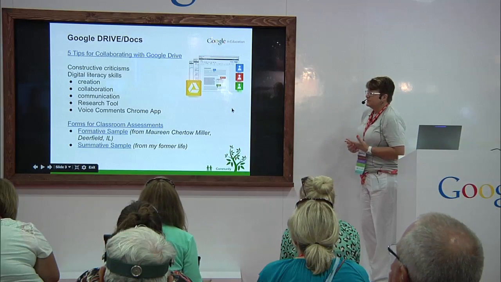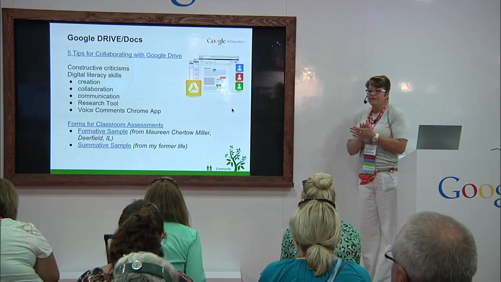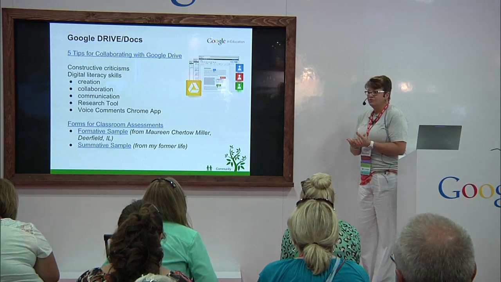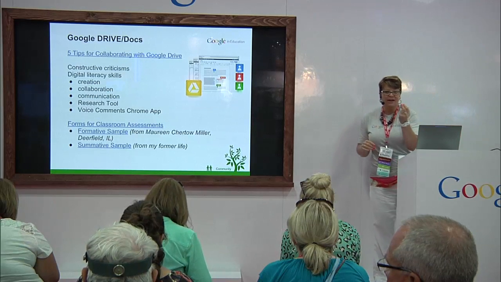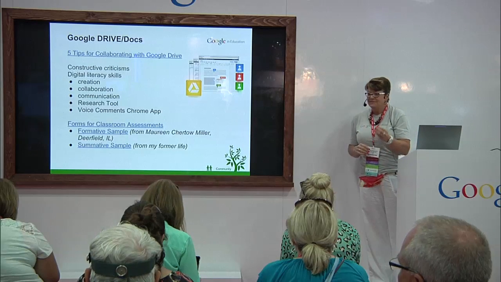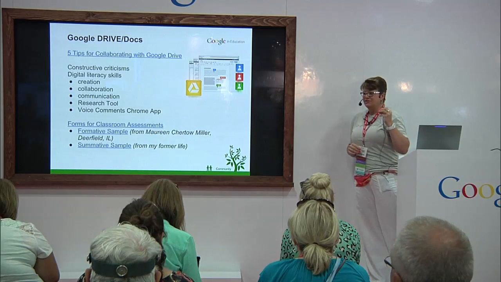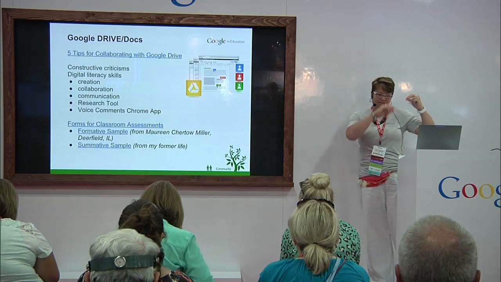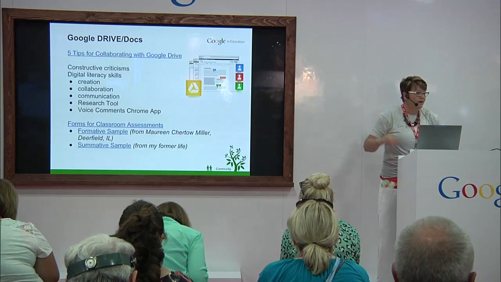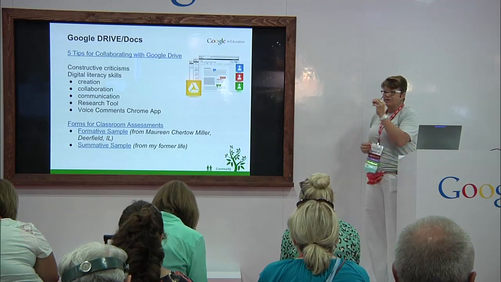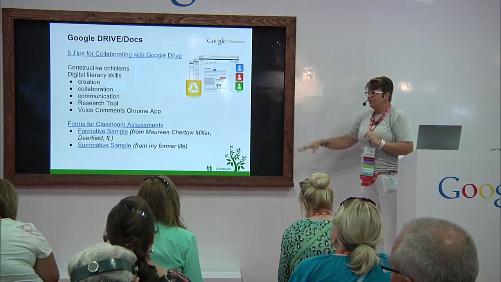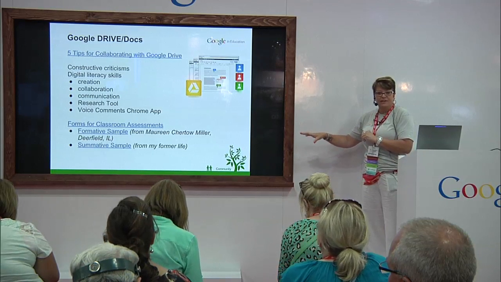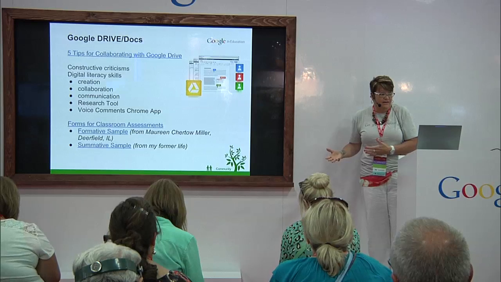Using Forms in Google Drive, for me, was one of the most powerful tools that I could use. I could use it for a formative assessment, just a quick check: do they get prepositions? Are they understanding gerunds? Do they know the subject or object of the predicate? I can do a quick 3, 4, 5 question form, and instantly, before we leave school that day, I know whether they've gotten it or not.